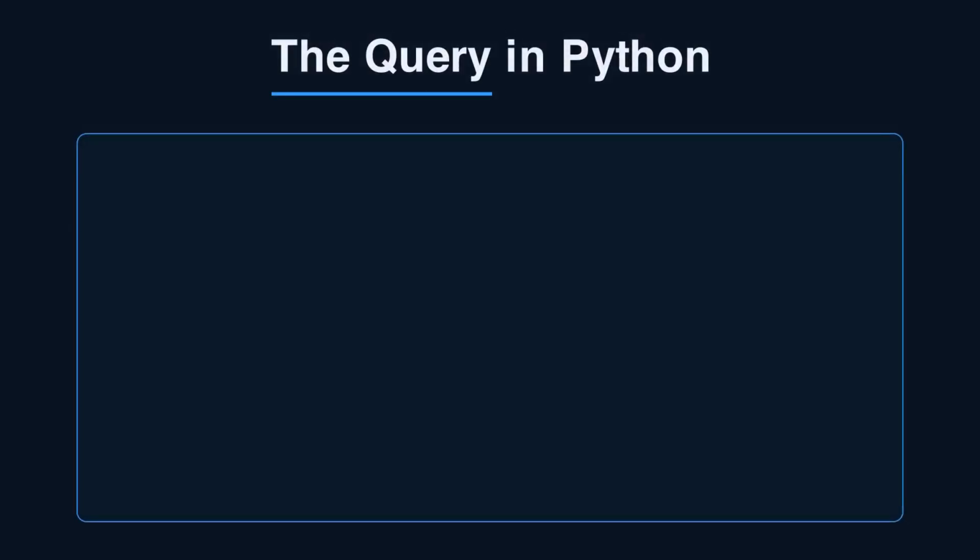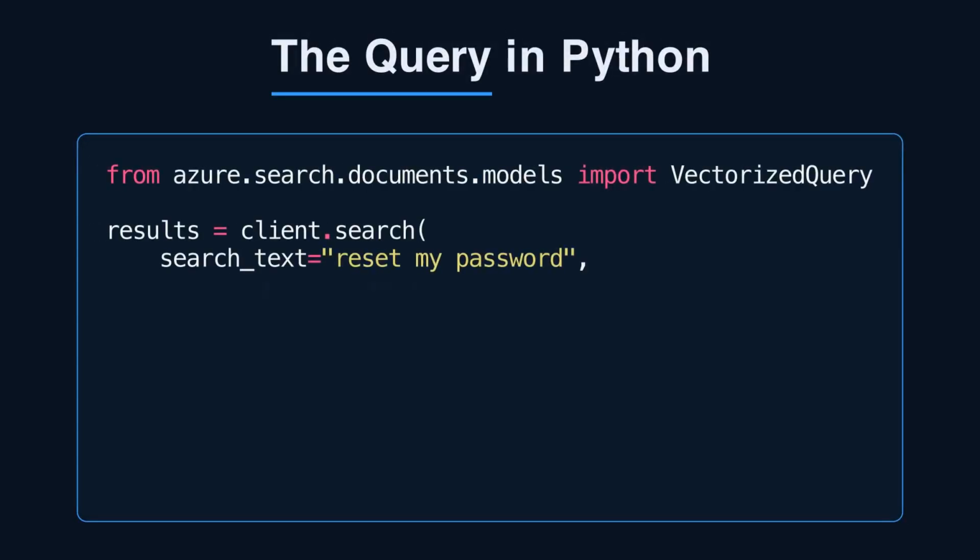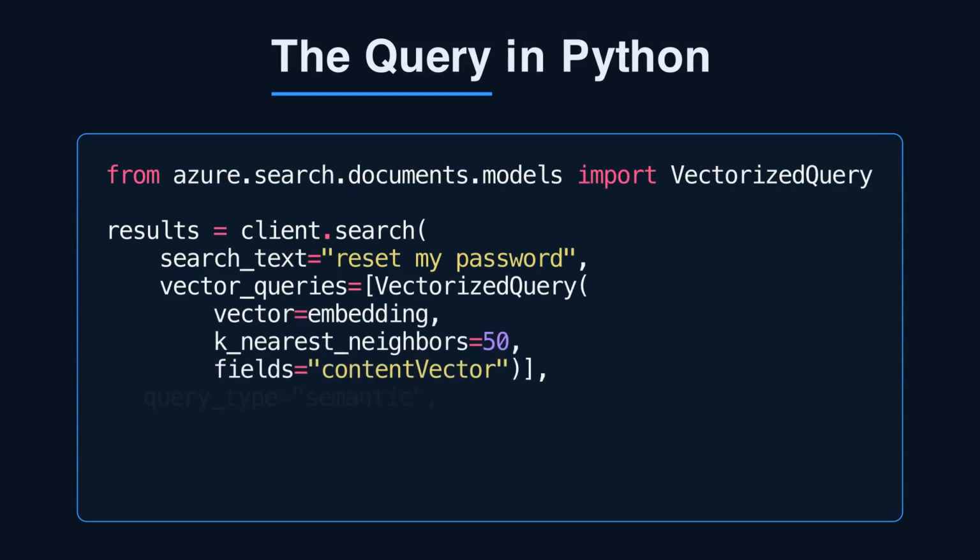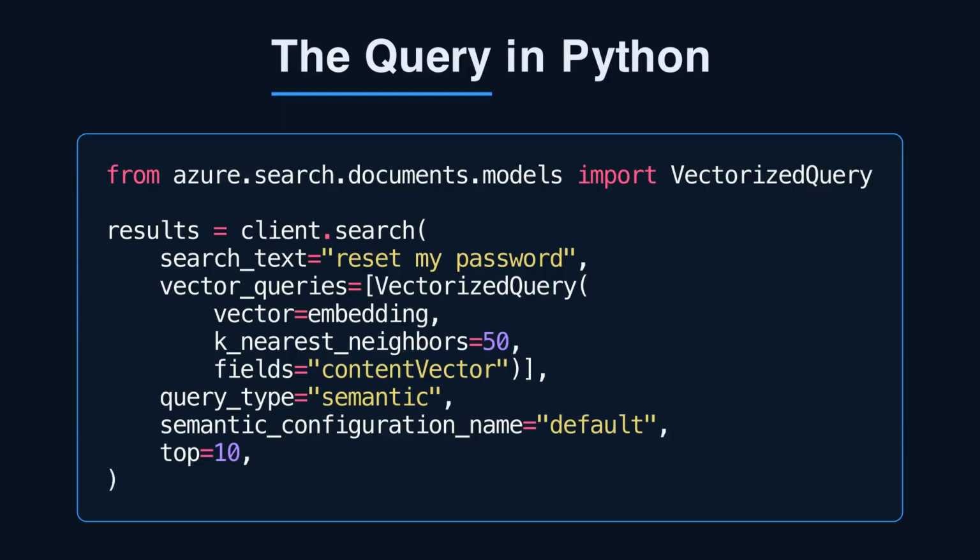Here is the whole thing in one search call. Pass search_text for keyword and vector_queries for embeddings. Set query_type to semantic to enable the re-ranker. Name the semantic configuration you defined on the index. One call, 3 scoring layers, fused automatically.